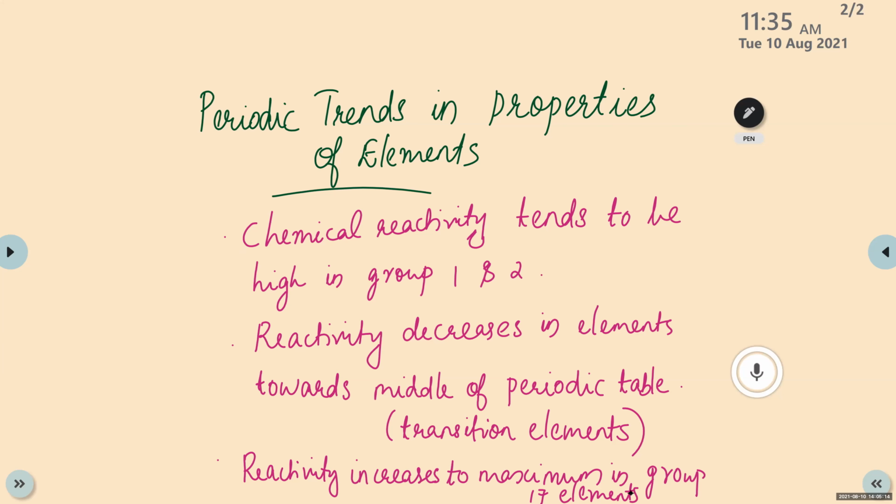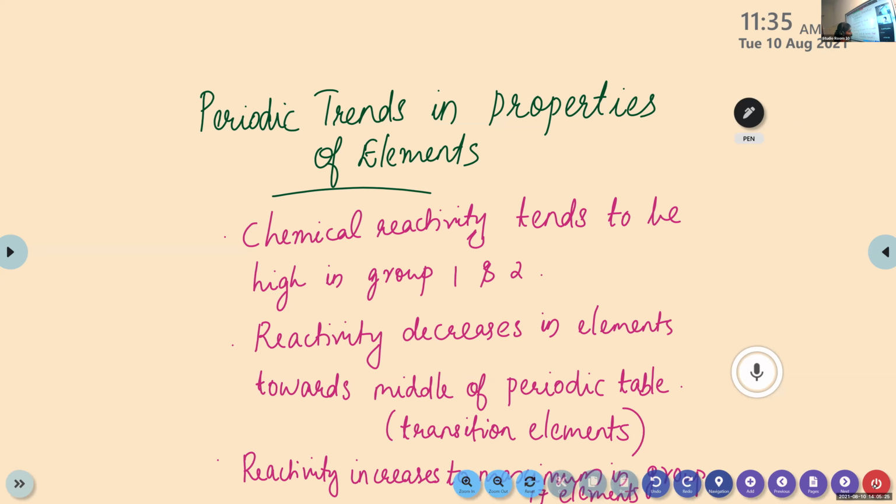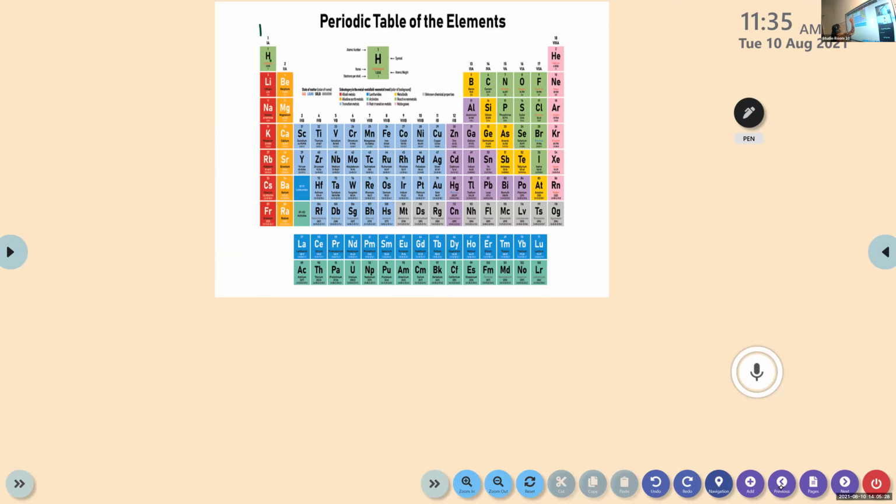Ma'am, can you repeat the last? Yes, sure. The chemical reactivity is high in group 1. Just look at the periodic table. This is group 1, right? Here the reactivity is high. Then group 2 also has reactivity. Then from 3 to 12, the reactivity decreases. Again it increases and maximum is shown in group 17.